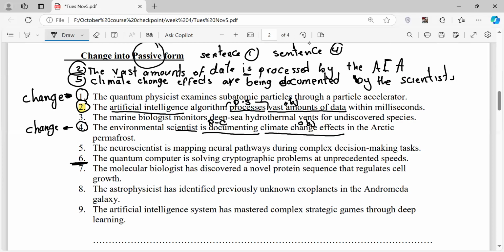Okay, guys, I now change it to sentences. I hope they are clear.